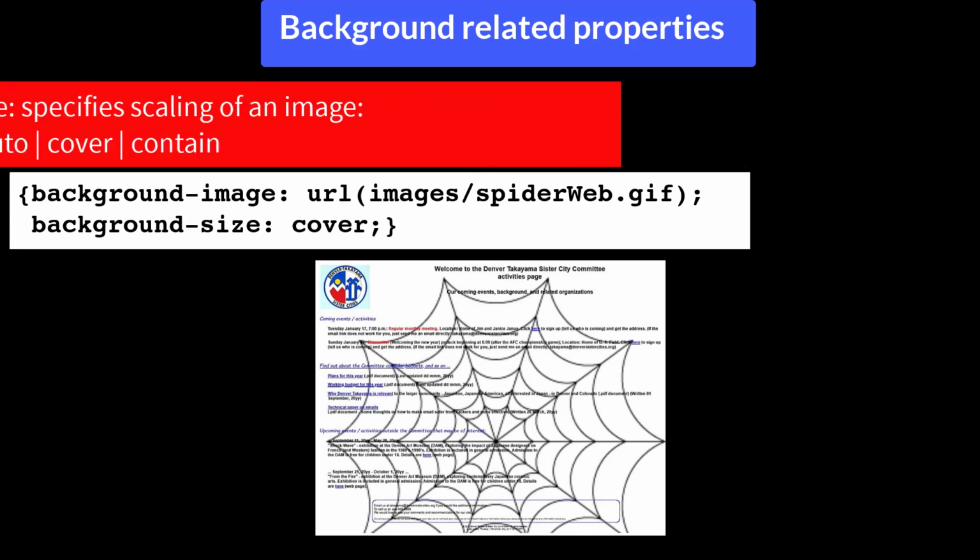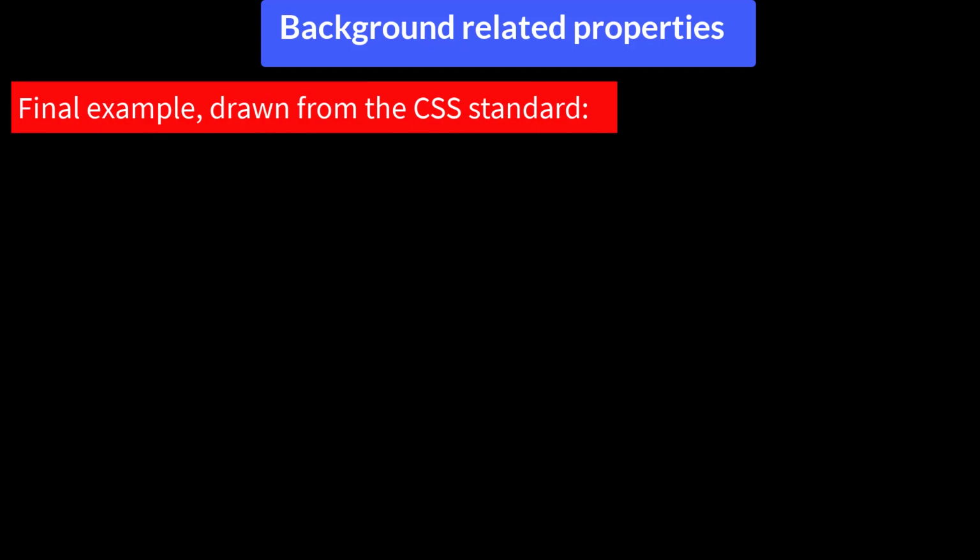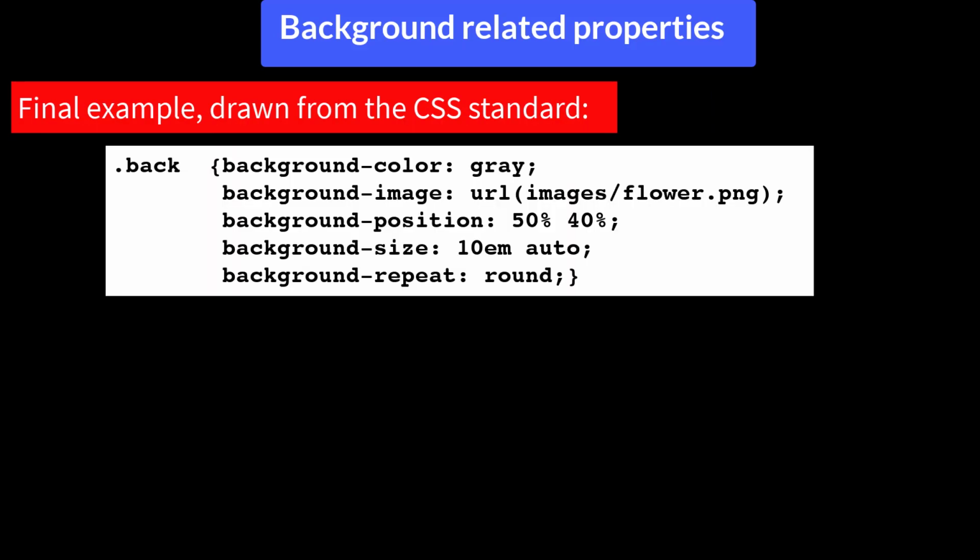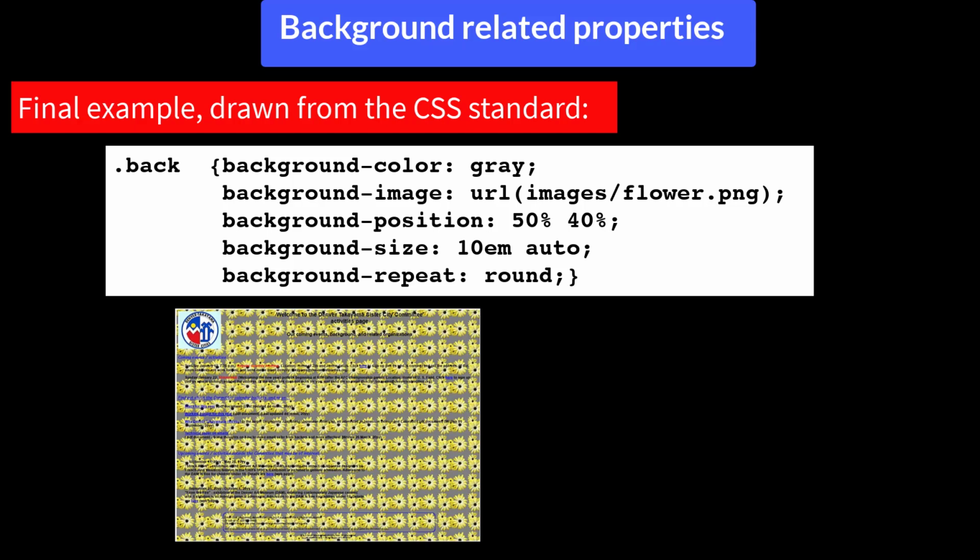Keep in mind, the image actually has white space around it, and that participates in any change in width and height properties. Finally, to demonstrate using a background color and a background image from the standard document, we borrowed this example. Background color gray, background image URL images/flower.png, background position 50%, 40%, background size 10em auto, background repeat round. Now we see the gray color, then the flower image repeated, then the main page content.